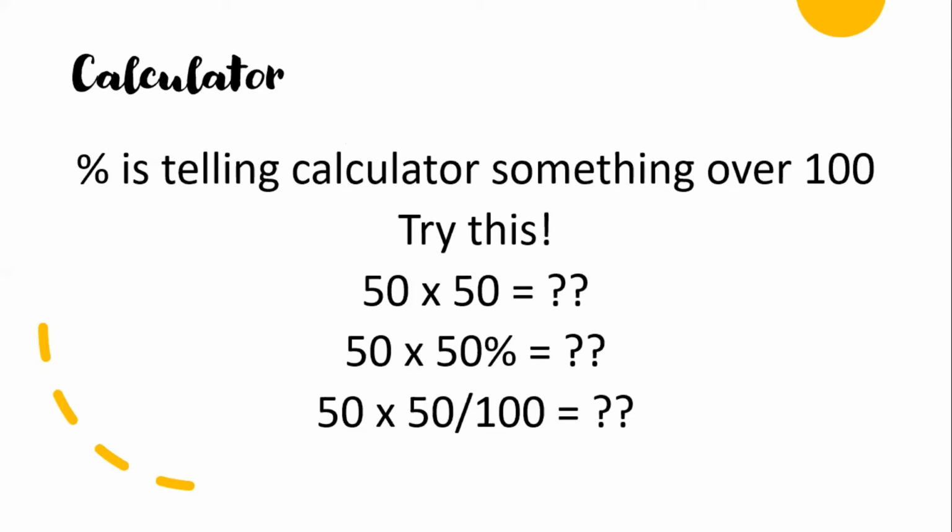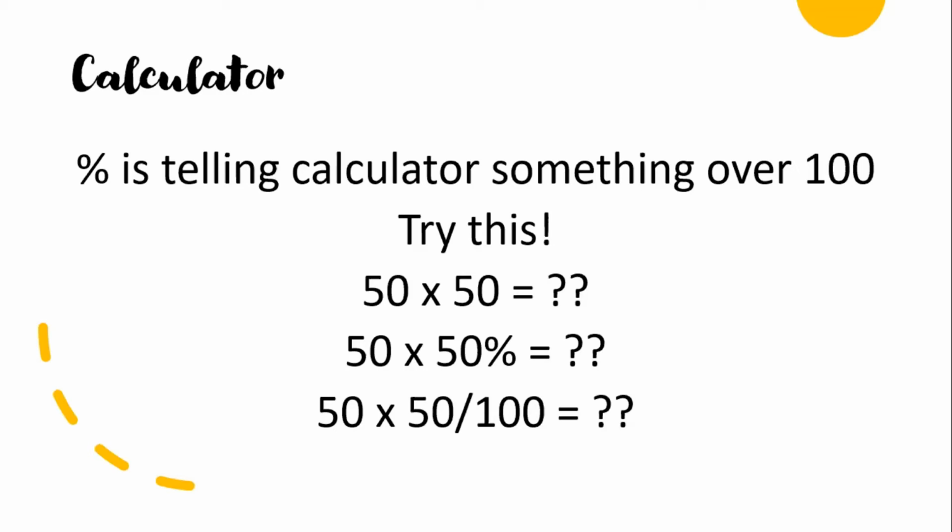40 over 100. So you try this: 50 times 50. Do you have a calculator with you? When you go to your calculator, you try 50 times 50. You will get 2,500, correct? Now you try 50 times 50 with the percentage sign. You will get 25. Then 50 times 50 over 100, you will get 25.